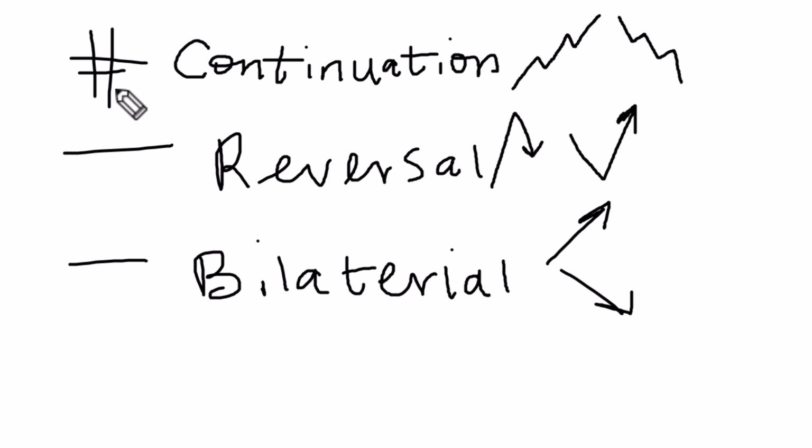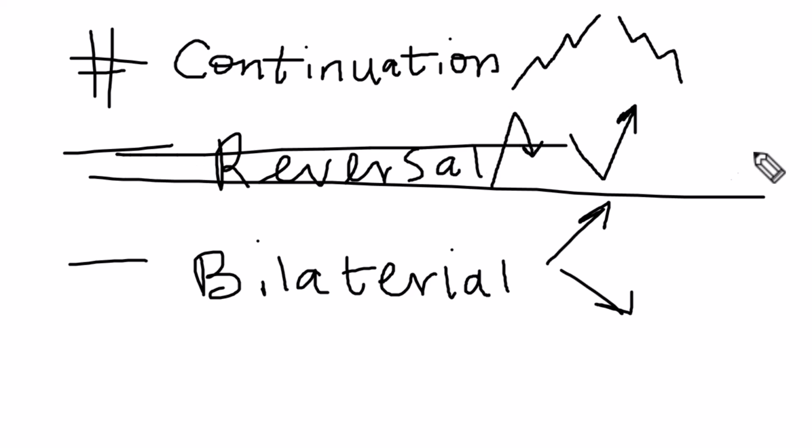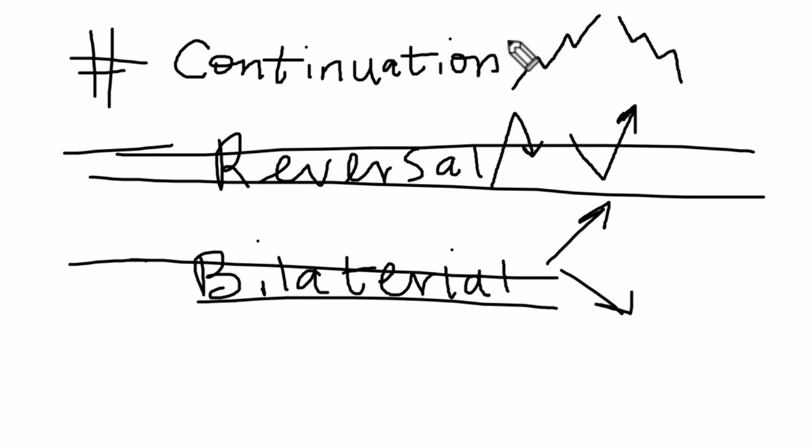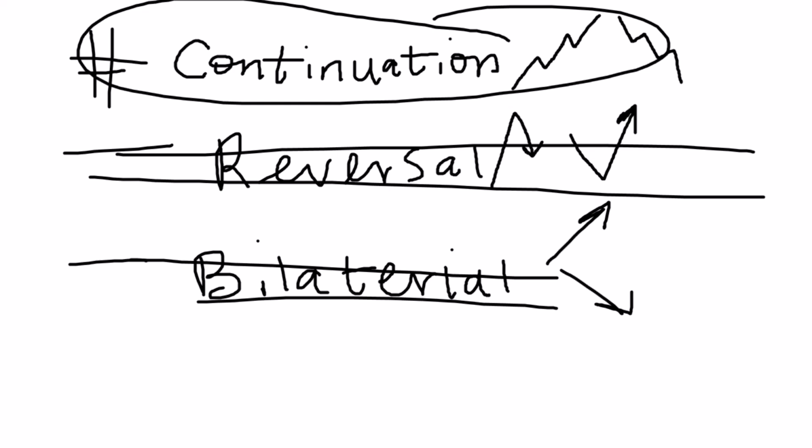When we say trending market, we are referring to what? A market that is doing what? Repeating higher highs, higher lows in an uptrend, or a market repeating lower lows or lower highs in a downtrend. Right? Okay. Now, let's wipe out this and this. So let's start with continuation.